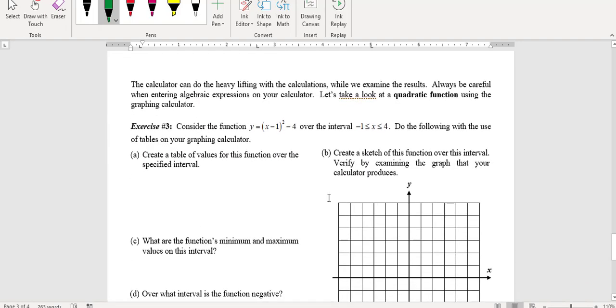When we look at the next example, hopefully you recognize that this right here is a quadratic. So they want us to look at that quadratic over this interval. So again, your x values go from -1 to 4. And we want to use our tables and our graphing calculator to figure this out. So let's create a table of values. Okay, type that into y equals, and copy to your table just for these x values.